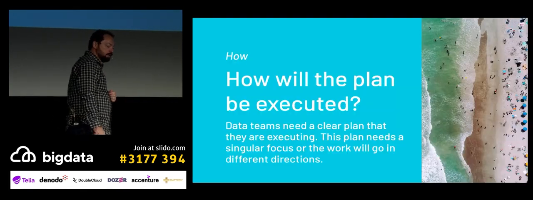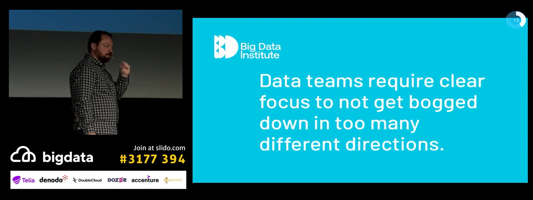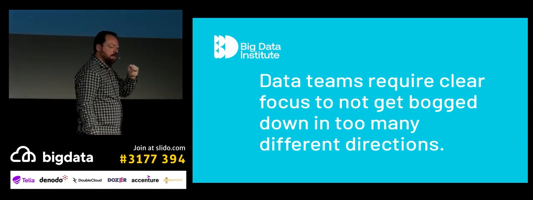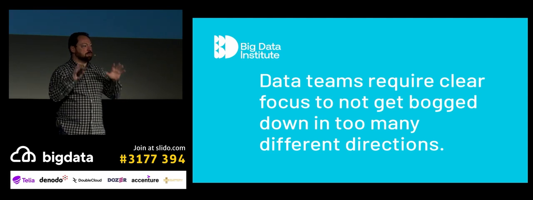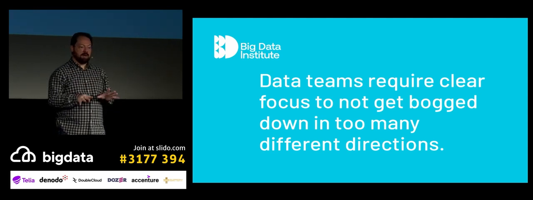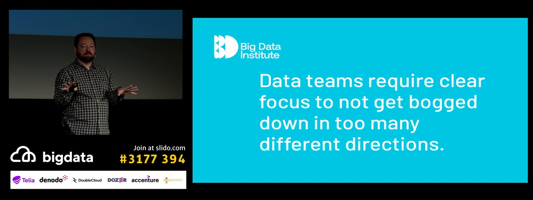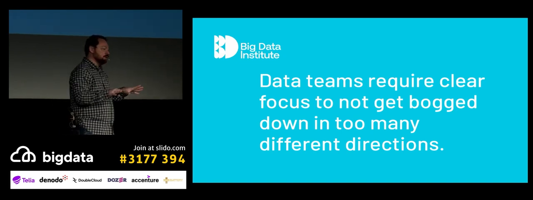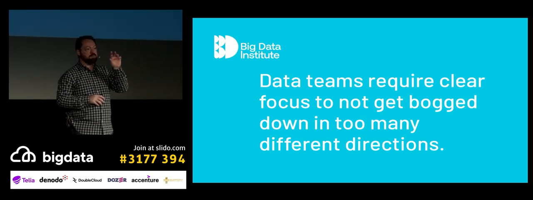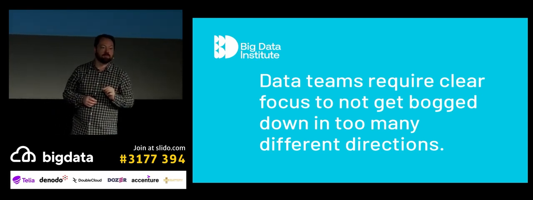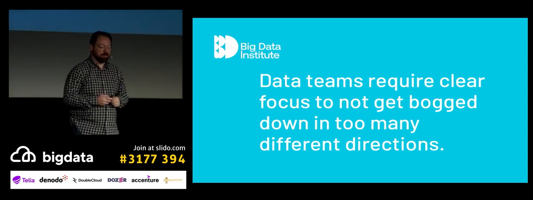How are we going to execute this plan? What we need is a clear plan with a singular focus. Sometimes when a team is brand new, they will go in 10 different directions at once. The data team will be founded, and they'll go after 10 different projects at once. And you know what happens when you do that? Generally, you don't go anywhere. You will start all those 10 things and actually accomplish none of them. So what I always suggest is very clear focus. Focus on 1 to 3 things and get those 1 to 3 things done. Don't get bogged down going in too many different directions.